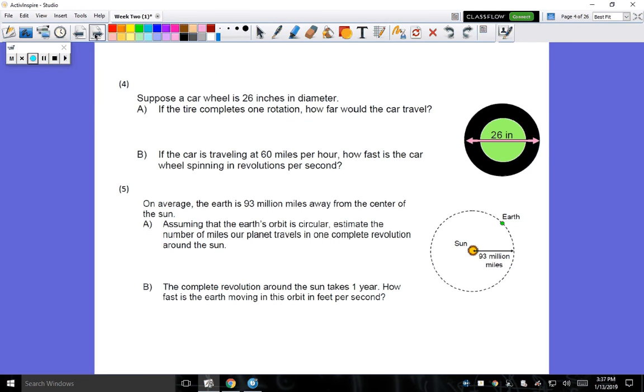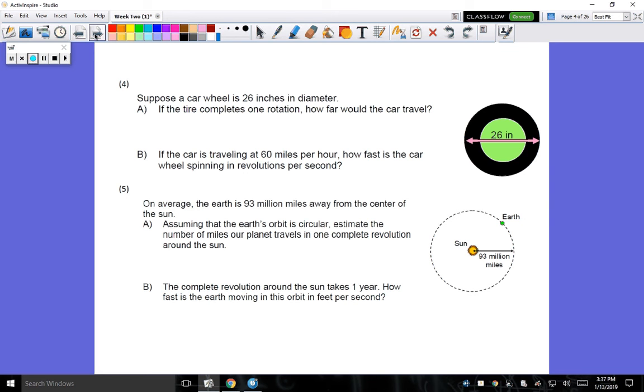Alright, so now we have 2 more problems. We have number 4 and we have number 5. Okay, we're going to use the dimensional analysis that we just learned, and we're going to see about how we're going to progress through these problems to answer the questions that are being asked. Let's go to number 4 first.